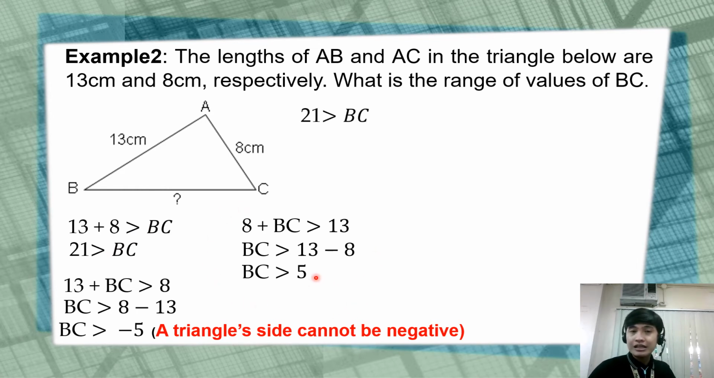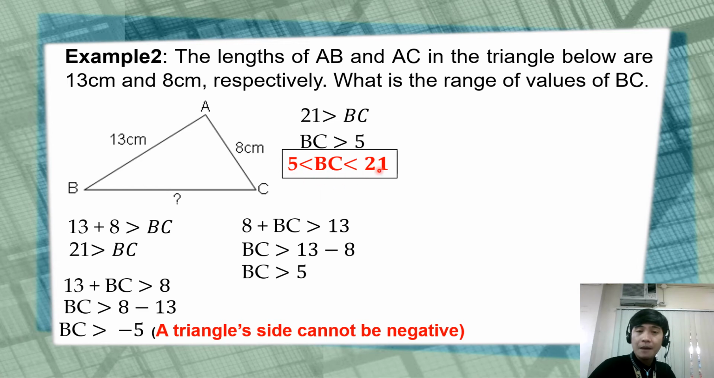Let's try to compare. Sabi sa first condition, 21 is greater than BC. So, any values na pwede nating i-associate kay BC basta mas mababa kay 21. At sinasabi naman sa third condition, si BC naman daw ay pwedeng maging any values that are greater than 5. Isipin natin, pagsamahin natin. Take note ha, si BC ay any values na mas mababa kay 21, pero mas mataas kay 5. In other words, pag pinag-isa natin yan, pwede nating sabihin that BC is greater than 5, but less than 21.